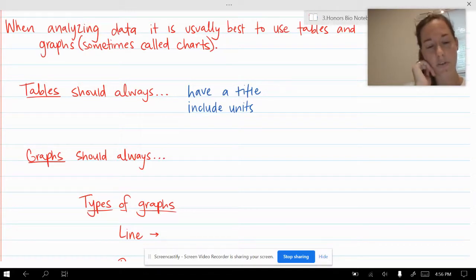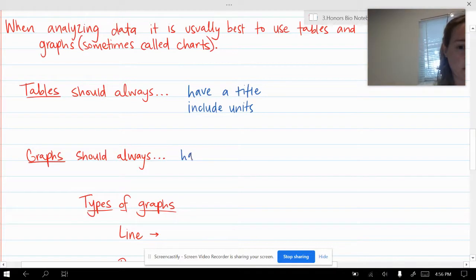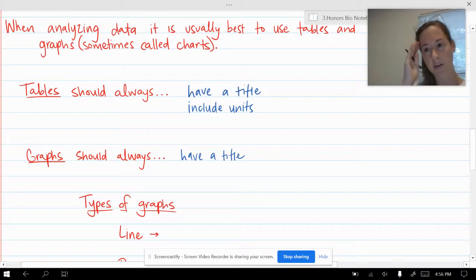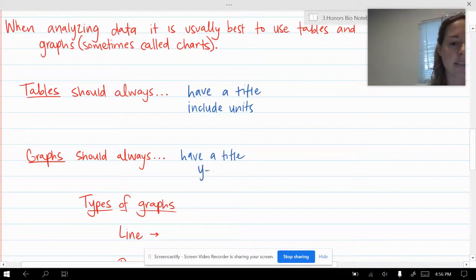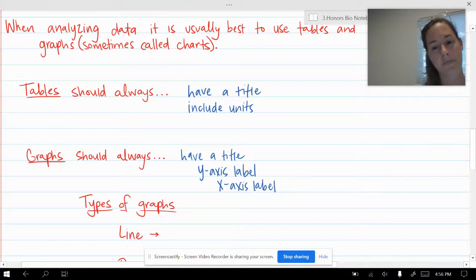And then your graphs should always have a title. Again, we're going to want to make sure that we know what we're looking at here. And then you also want to make sure that you have a y-axis label and an x-axis label. The other thing that's really important is that your axes are numbered with even spacing.